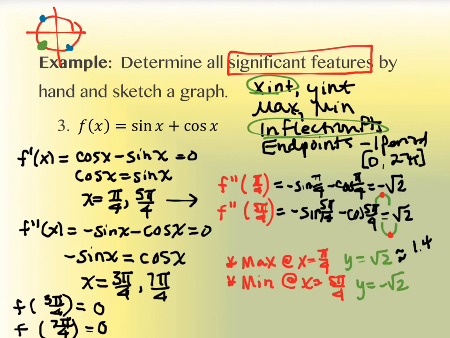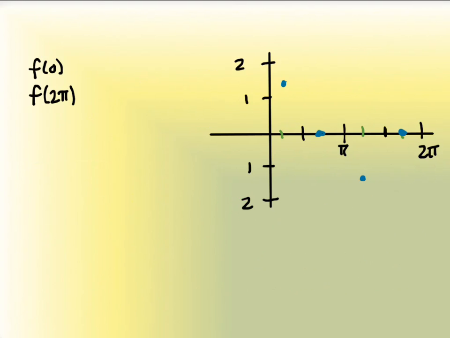It's 0. What's the cosine of 0? It's 1. So when I have 0 plus 1 here, I get the number 1. So this is the ordered pair (0, 1), and I can plot that point right here.